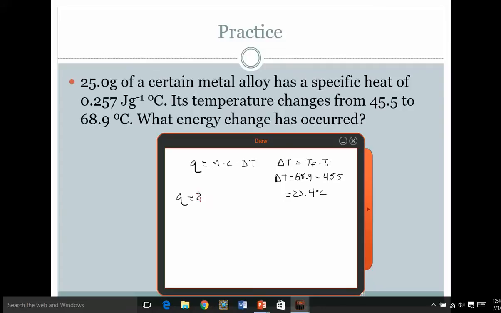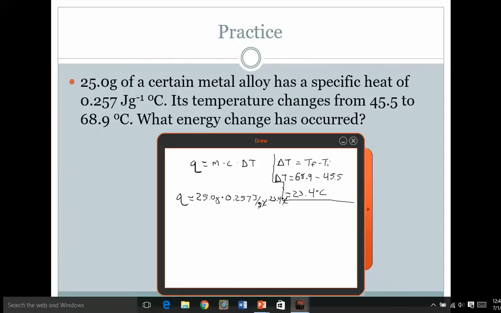Just plug things in. We get 25.0 grams times 0.257. Now I'd urge you, as always, to pay attention to your units and make sure that your units are canceling out properly. My delta T is 23.4. Sorry, that's a little bit hard to see there, but my grams are going to cancel here. My degrees Celsius are going to cancel here. It's going to give me an answer in joules, and that's good.